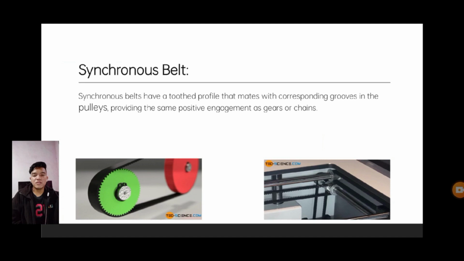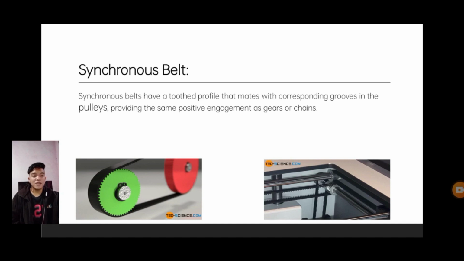The next type of belt is also known as the synchronous belt. A synchronous belt has a tooth profile that mates with the corresponding groove in the pulley, providing the same positive engagement as a gear or chain. Synchronous belts can wear rapidly if the pulleys are not aligned properly, especially in long center distance drives, where belts tend to rub against the pulley flange. To prevent the belt from riding off the pulley, one of them is usually a flange.